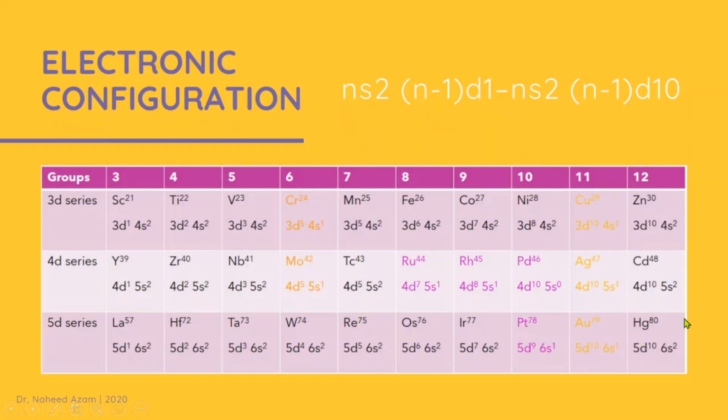Now, general configuration of transition elements is ns2 (n-1)d1. That is, the d orbital first electron will be filled. In case of scandium 21, 3d1 4s2. ns2 (n-1)d10, this is the last element, 3d10 4s2. Same way in fourth series and fifth series.